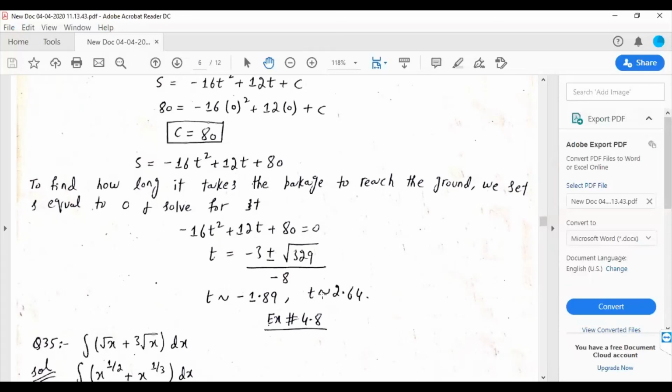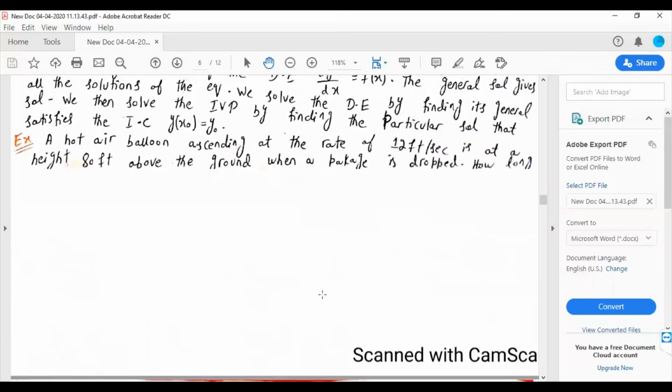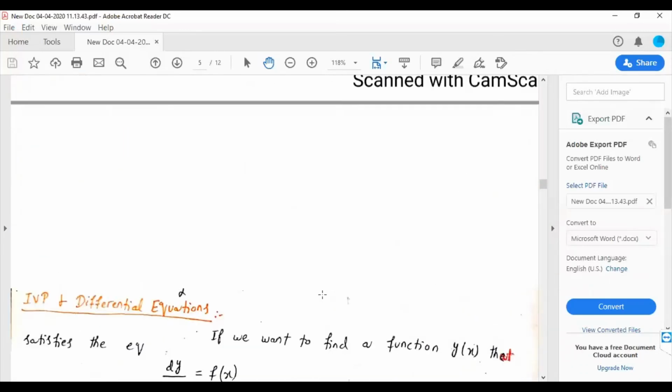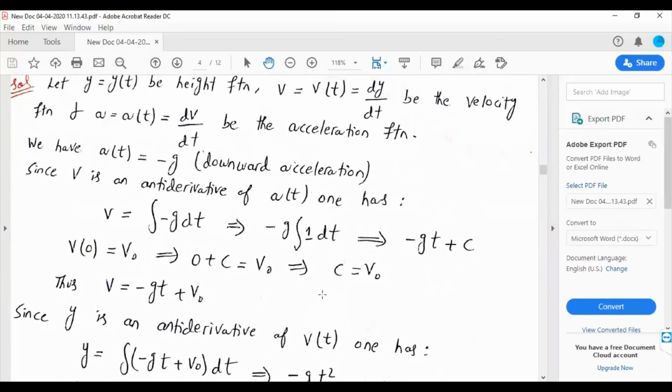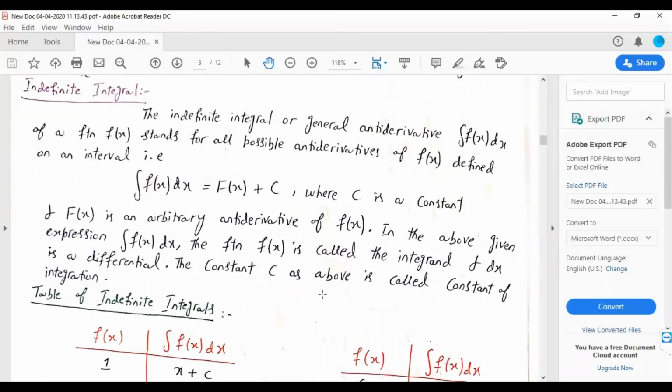Now comes the indefinite integrals. As we all know, there are two kinds of integrals. One is known as the definite integrals, the other is known as the indefinite integrals. So antiderivatives and indefinite integrals are both the same thing. The indefinite integral, or general antiderivative, integral f of x dx of a function f of x stands for all possible antiderivatives of a function which are defined on an interval.